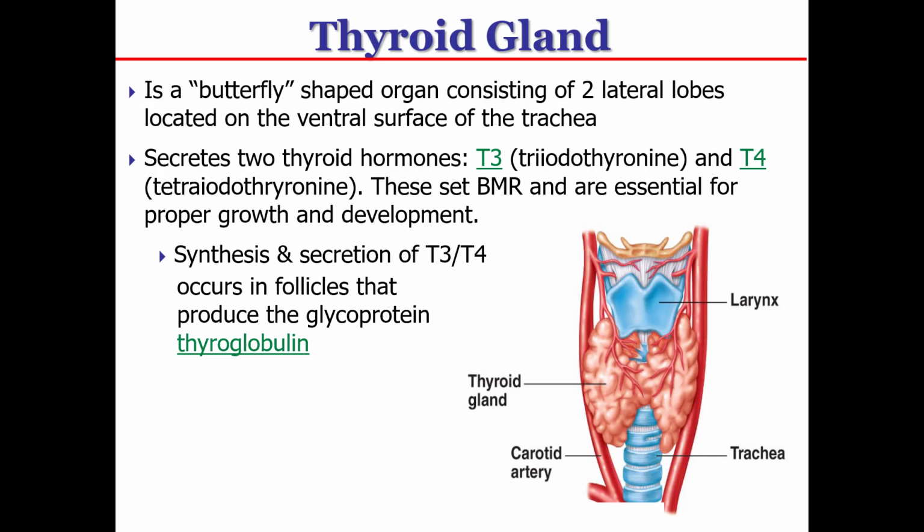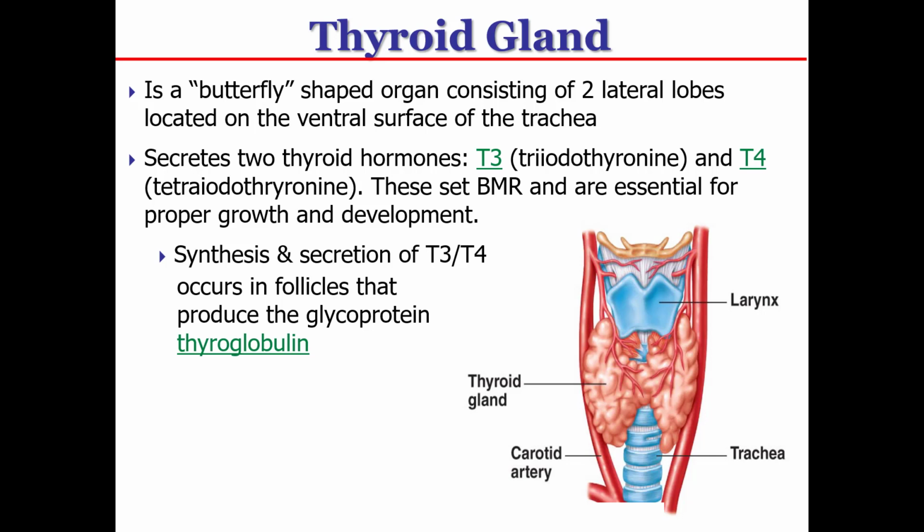It's fairly superficial, and it's just distal to the larynx or the voice box. You can see the trachea extending down, and this butterfly-shaped thyroid gland just kind of hugs the trachea, which is shown in blue. There's two lateral lobes, left and right, and this gland will secrete T3, which is triiodothyronine, and T4, which is tetraiodothyronine. Iodine is a dietary requirement for the manufacture of T3, T4 hormones.